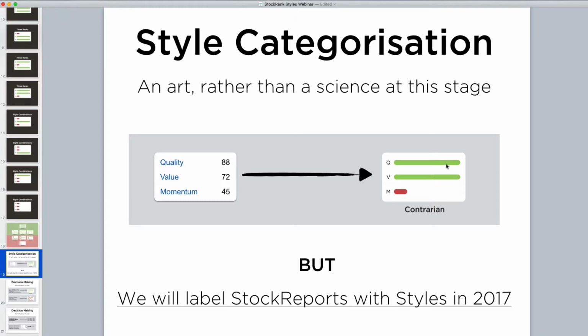But we will be labeling stock reports with these style classifications from next year at the latest. It's an ongoing project here, and we're discussing how many shares should fall into each category when we label them. Personally, I would love it if I had a classification of the style of a stock right there at the top of a stock report. Of course, there are a lot of shares which are what we might call style neutral or style agnostic.